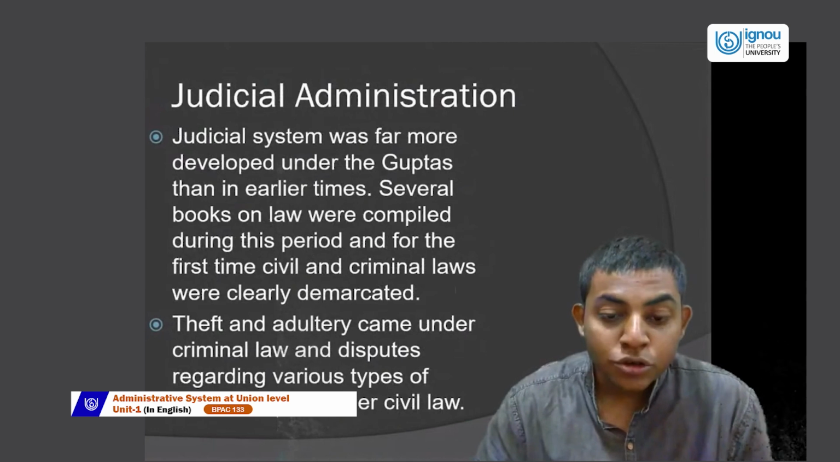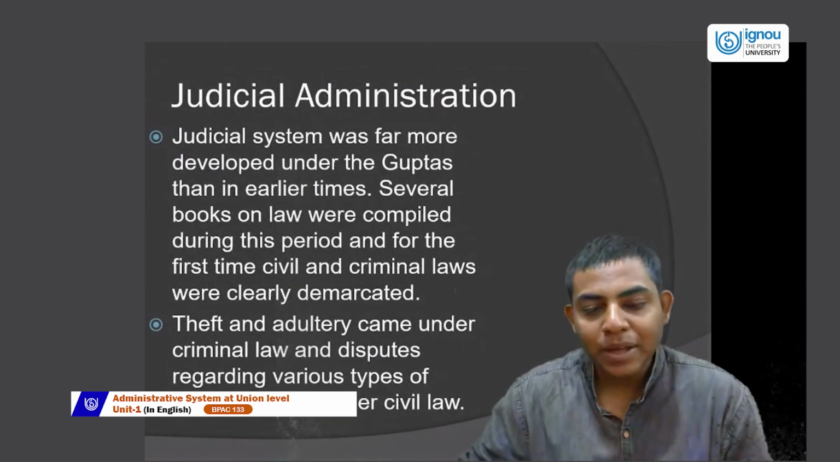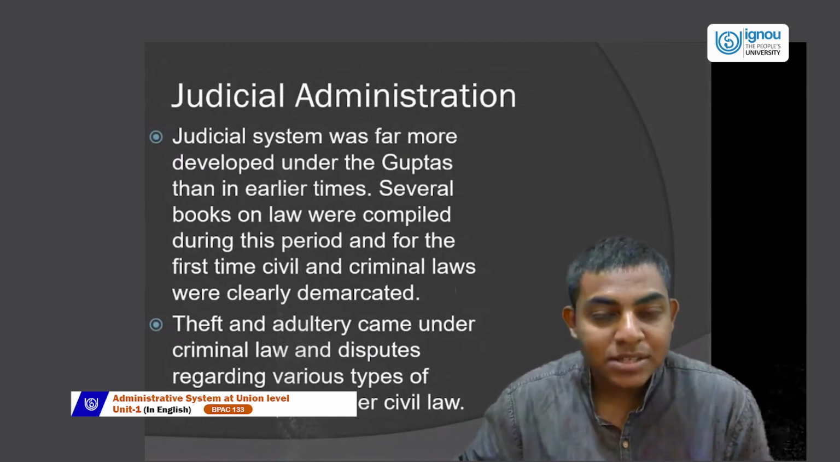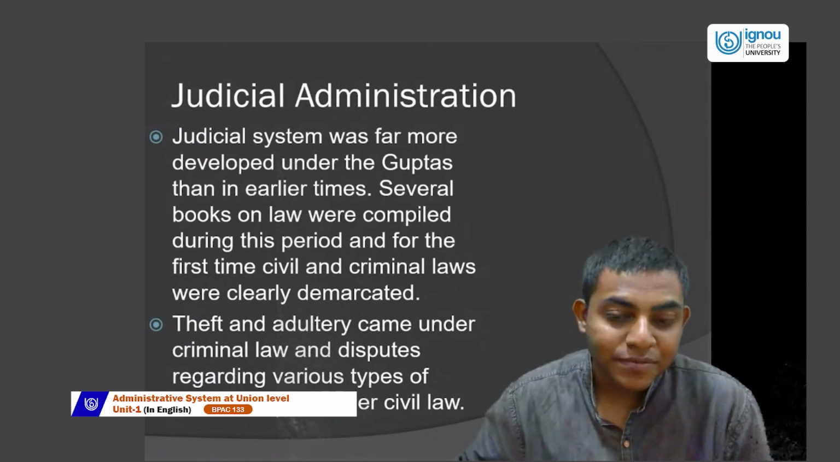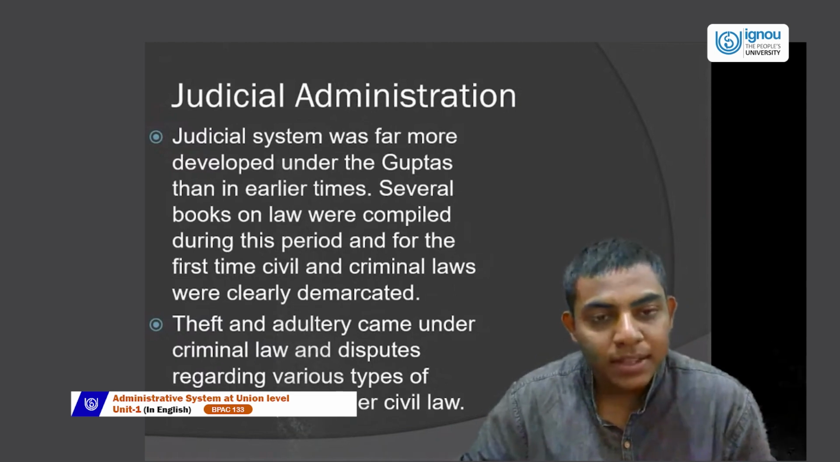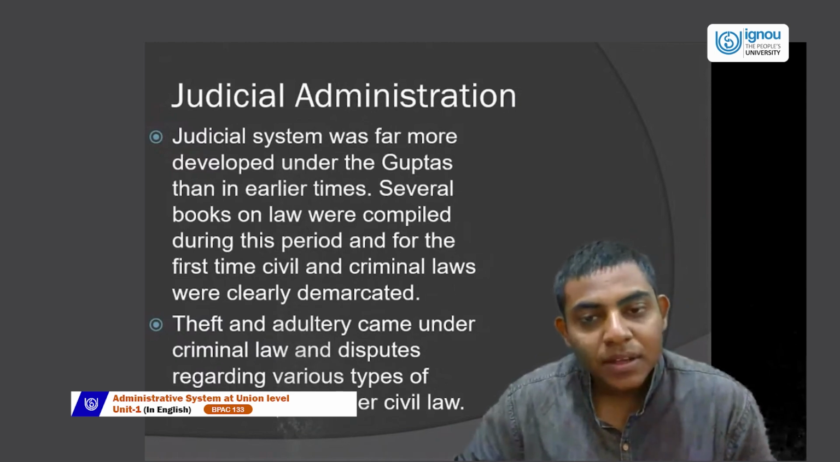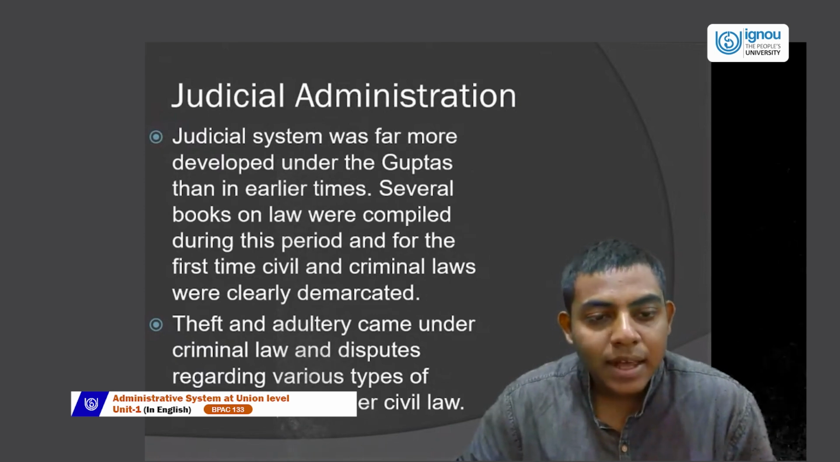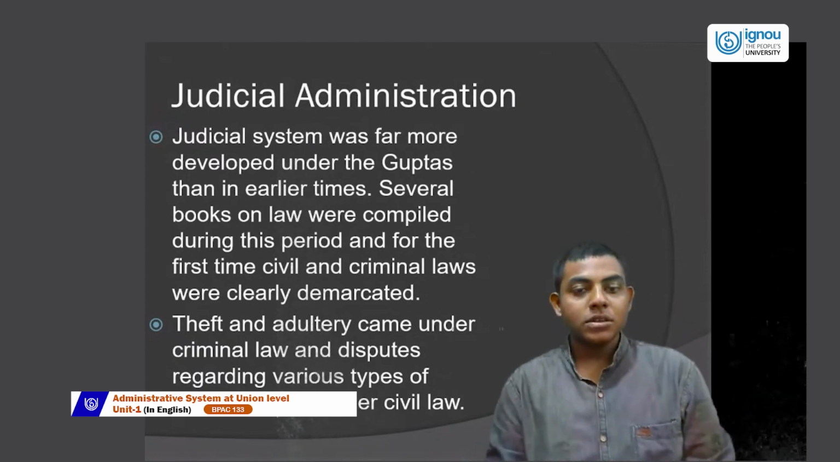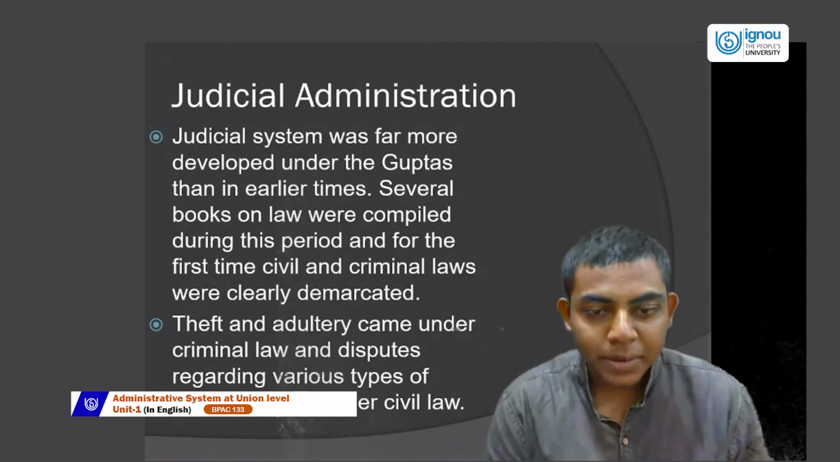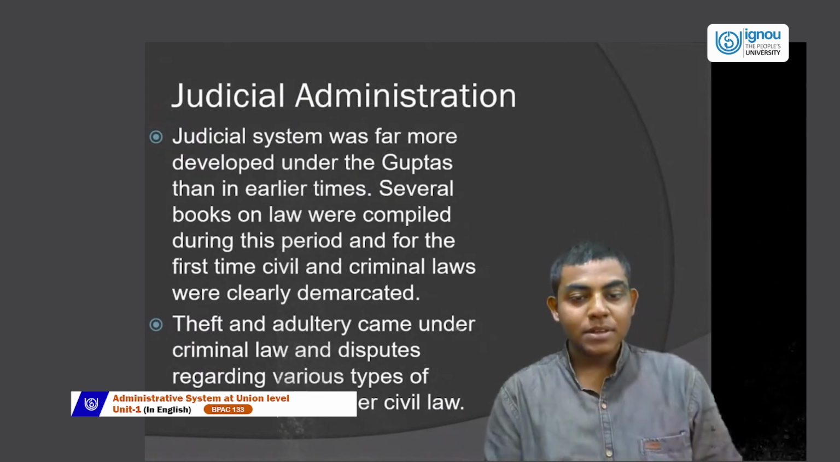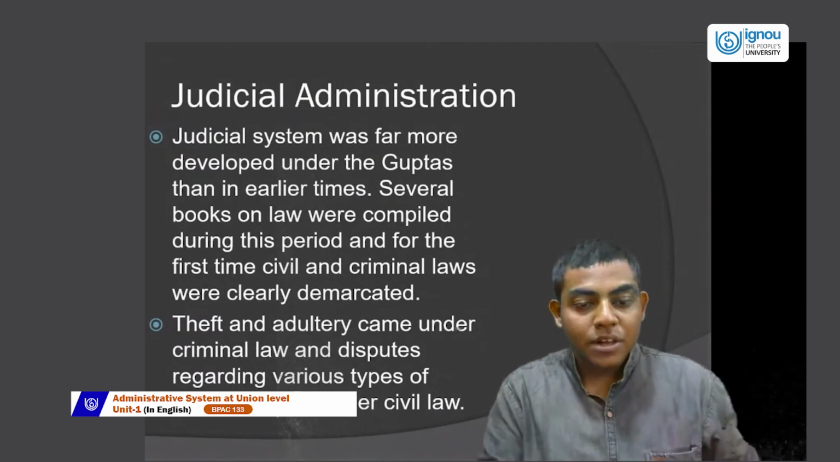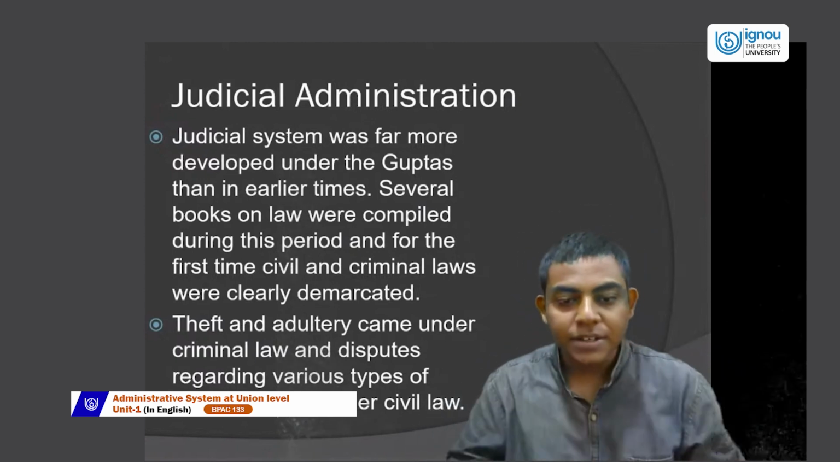So let us see now the judicial administration in the Gupta Empire. The judicial system here was far more developed than the Mauryas. Under the Guptas, the judicial system was far more developed, and there were several books on law that were compiled during the Gupta period. And for the first time, civil and criminal laws were clearly demarcated.